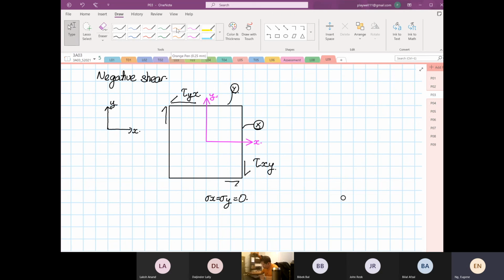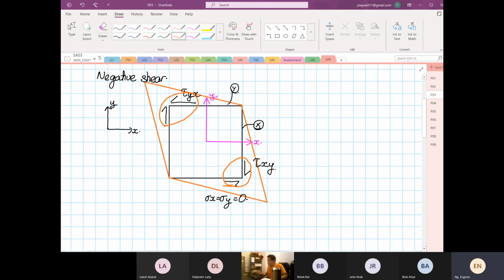Again, I will sketch how this element is deformed. I'll sketch it out in orange. So this is how your element will deform. Later on, if you look at the notes, it is opposite from positive shear. The element deforms this way because if you take these two with your left finger and this with your right finger and pinch the element, this is how it will deform.